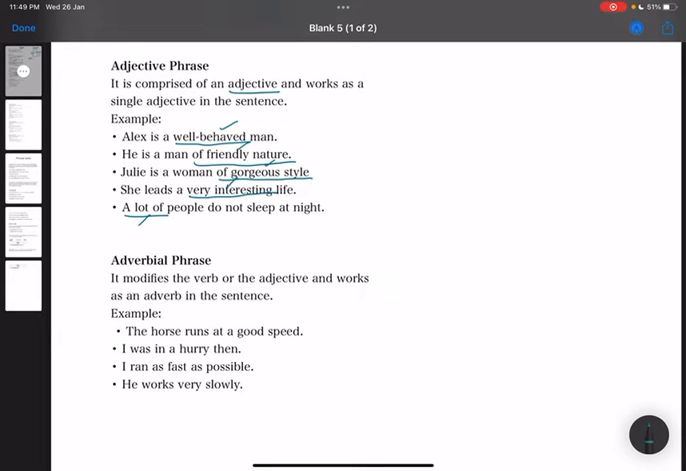So it modifies the verb or adjective, which is the basic definition of adverb. So whenever you forget what an adverb is, you can just write it down. I'll write it again.